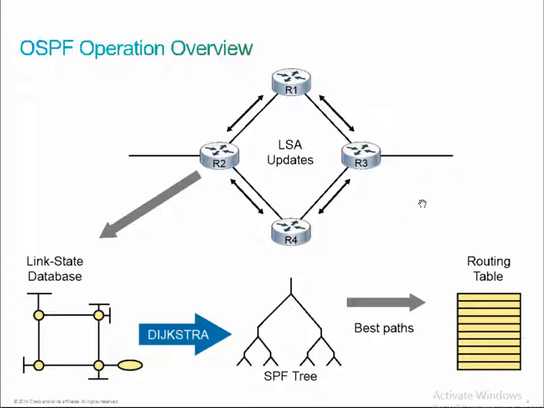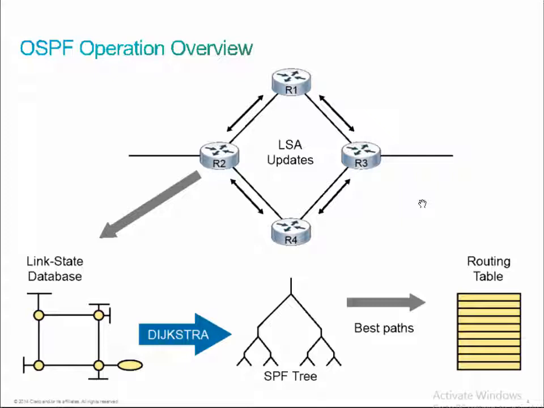When I say physical, I don't mean they have to be physically connected by a wire. There could be switches in between, there could be layer two service provider networks in between and so on. But we will not ever form an adjacency with routers that are in different broadcast domains throughout the enterprise. So R2 is essentially going to be a neighbor with R1 and R4 in this case.